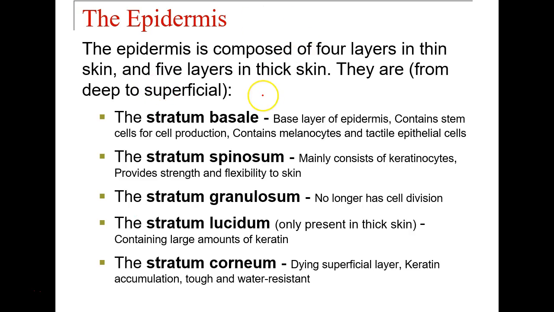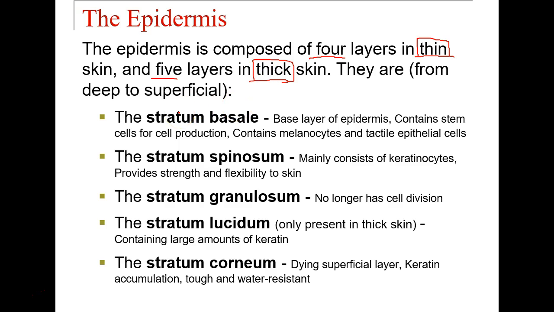All right, so the layers of the epidermis. For the most part, most of the skin consists of 4 layers. This is considered thin skin. It's not actually thin, it's just thinner compared to 5 layers, which is thick skin. A way to remember how many layers are in each: thin has 4 letters and 4 layers. Thick has 5 letters and 5 layers. So that should help you out there.